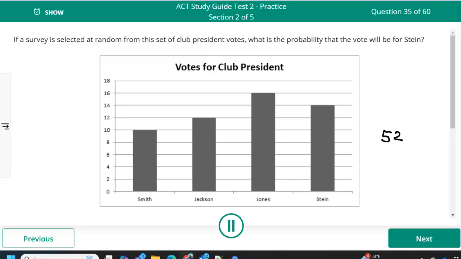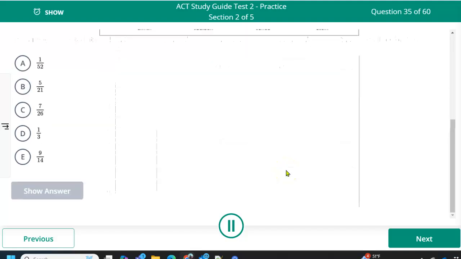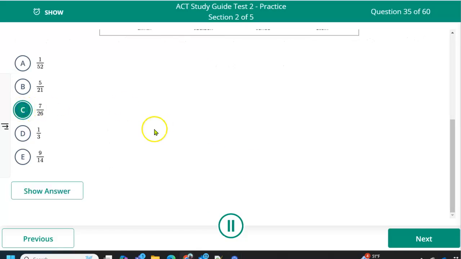The speed of the pen is getting worse as I go along here. And what is the probability that it will be for Stein? So Stein had 14 votes, so it's 14 over 52. Now we can reduce that a little bit to 7 over 26. And let's take a look at the answers. Okay, there it is right there. 7 over 26.